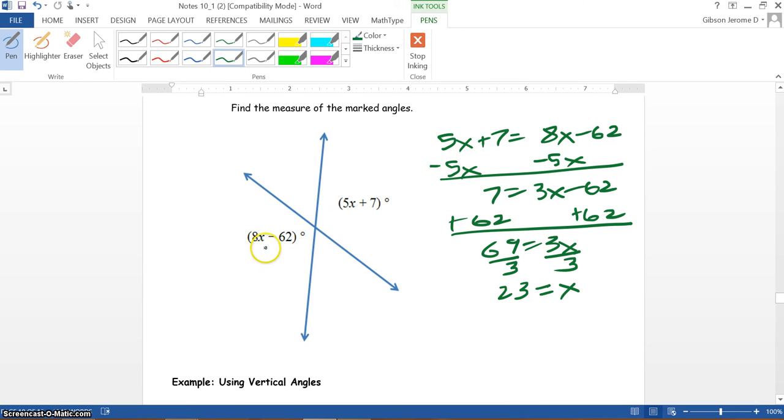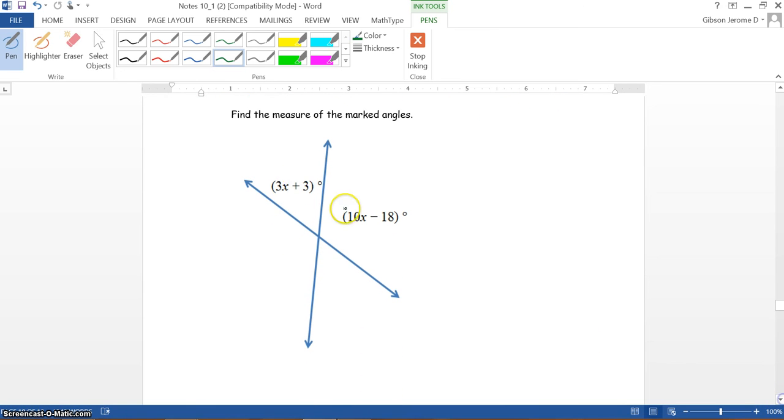So we would substitute in 23 for x. So we could just do one of these because we know the other one would be the same. So we could do 5 times 23 plus 7. 5 times 23 will give us 115 plus 7 to give us 122. So that means that this angle here is 122 degrees, and this angle here is 122 degrees. Now remember, with our straight angle, when we add the two angles together, that's supposed to give us 180. So 180 minus 122 will give us 58 degrees. So it'd be 58 degrees here, 58 degrees here, and we're done.